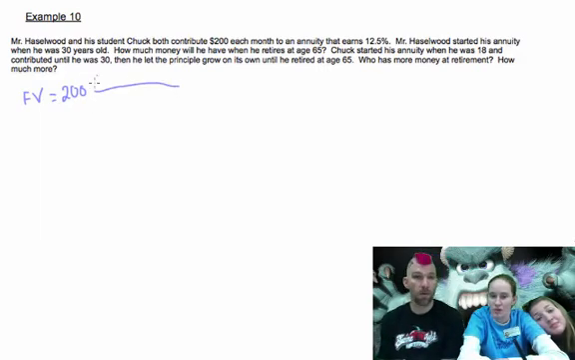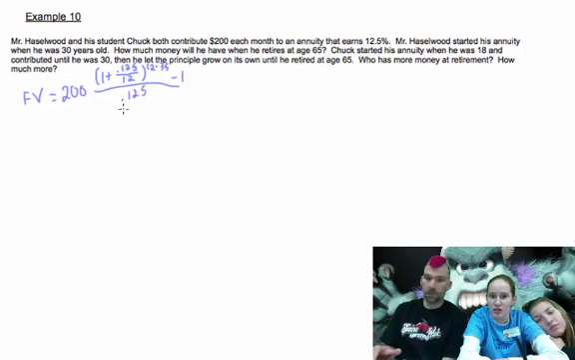So we have 1 plus 0.125 over 12, since it's compounding monthly, every month. And that'll be to the n, which will be 12 times the number of years. The first one starts at 30 and goes to 65, so that's 35 years. Then minus 1, and then 0.125 over 12 on the bottom.